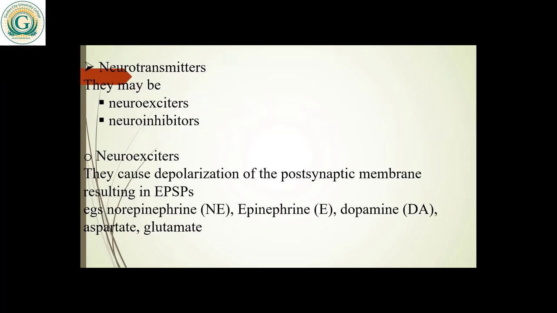We have types. We have neuroexciters and neuroinhibitors. Neuroexciters, from the name, excite. And when you say excite, they cause depolarization. I'll talk more about this in action potential. So just know that neuroexciters would excite, causing excitatory effects. Neuroinhibitors will inhibit, causing inhibitory effects. So we have these two situations happening: excitatory postsynaptic potentials and inhibitory postsynaptic potentials. Excitatory postsynaptic potentials happen in the presence of neuroexciters, and inhibitory postsynaptic potentials are caused by neuroinhibitors.